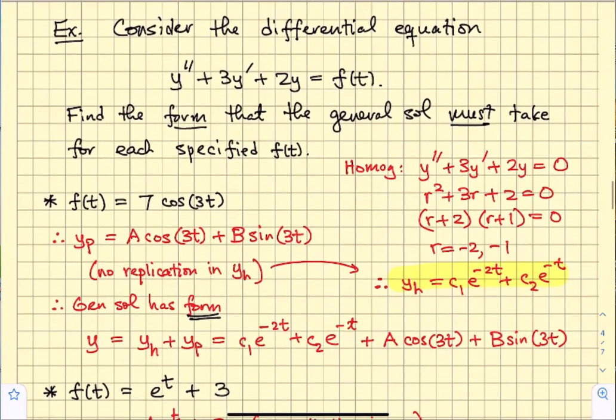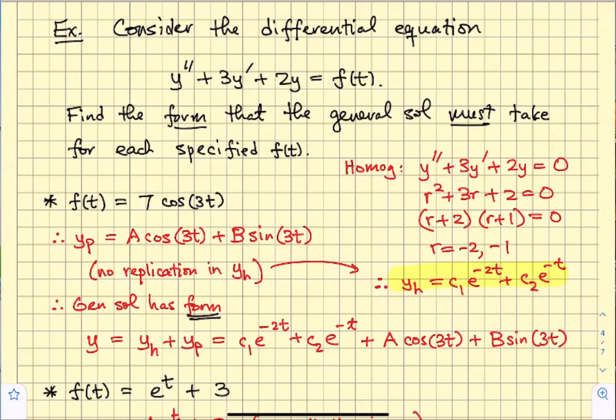Next, let's consider the differential equation y double prime plus 3y prime plus 2y equals f of t. And let's practice getting the form that the general solution must take for each specified f of t. The idea here is that based on our last theorem, finding the yh is rather straightforward. The real work will be in finding the form for yp, making sure that we check against replication with yh, and then also making sure that once we have the correct template for the form, we can execute the algebra to find the values of the coefficients.